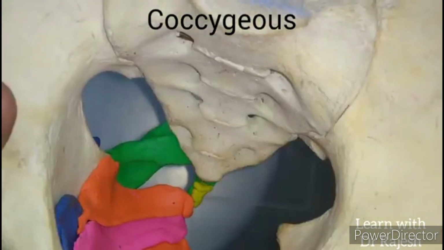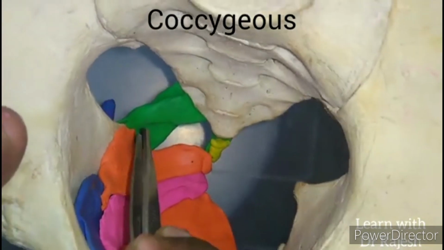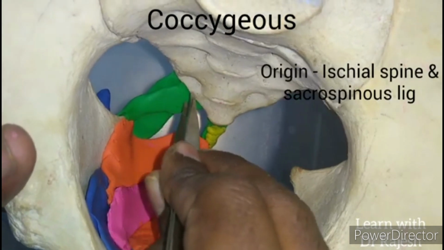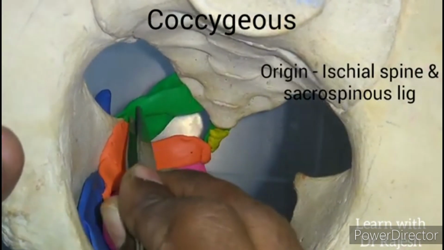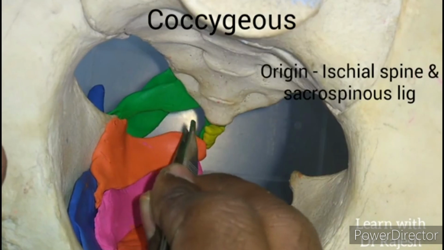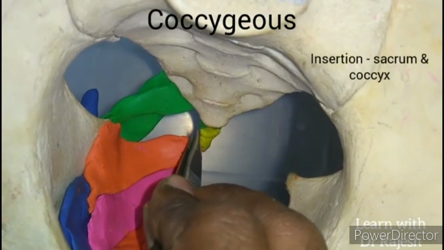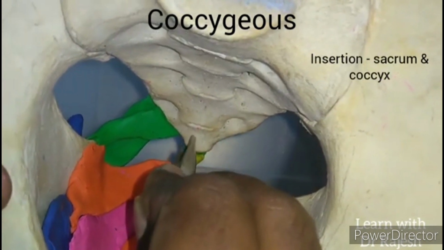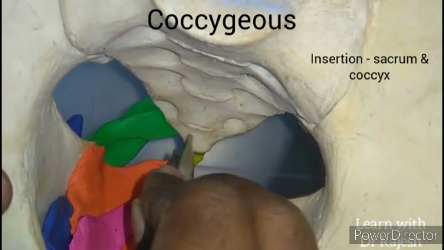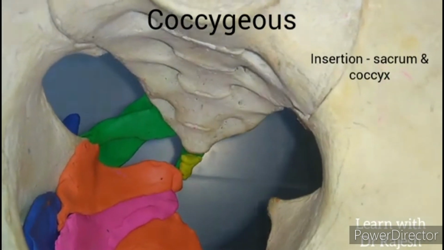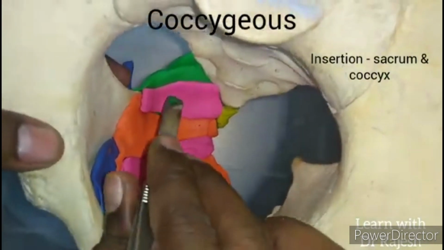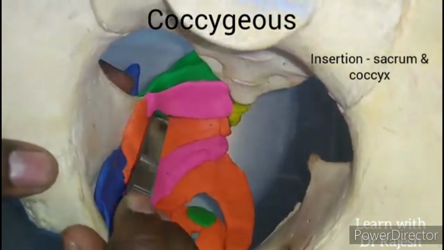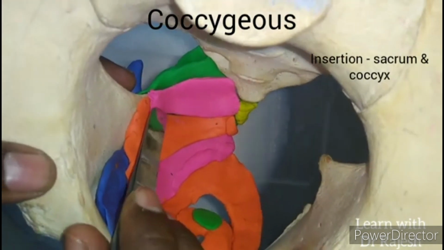And next one, we can also see the coccygeus muscle. Apart from this, you can see the coccygeus muscle. It is the last one, with origin from the ischial spine and the sacrospinous ligament. The sacrospinous ligament is attached over there. Insertion is going to the sacrum as well as the coccyx part. So you can see the coccygeus muscle insertion, right? Sacrum and coccyx. You can see that one.